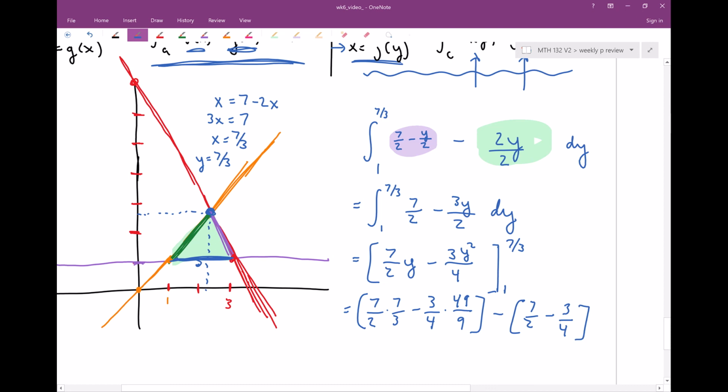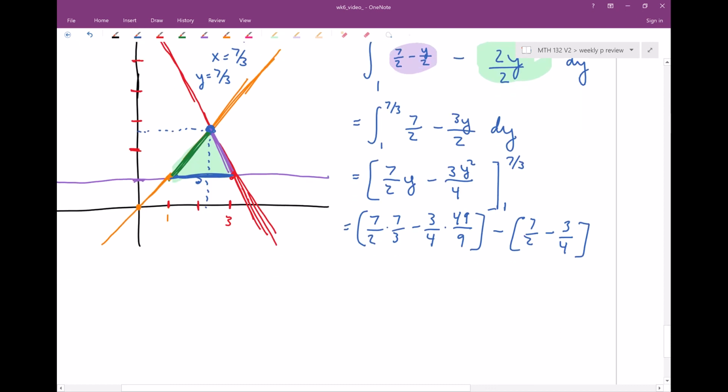Now, if I was on the exam or something, I wouldn't spend too much time simplifying, but one thing I do notice is there's the 3 here and the 9 here. That's going to cancel a little bit. So I would probably write this as 49/6 minus 49/12 and minus 7/2 minus 3/4. I would simplify it at least down to here.